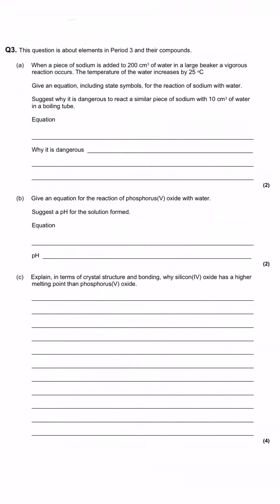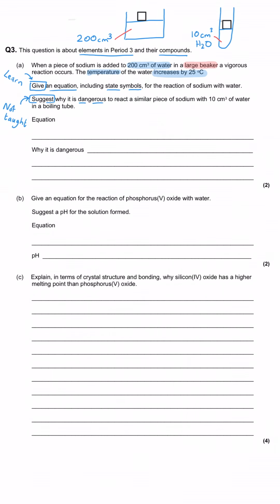This question is about the elements in period 3 and their compounds. Part A. When a piece of sodium is added to 200 cm³ of water in a large beaker, a vigorous reaction occurs. The temperature of the water increases by 25 °C. Give an equation, including state symbols, for the reaction of sodium with water, and suggest why it's dangerous to react a similar piece of sodium with 10 cm³ of water in a boiling tube.